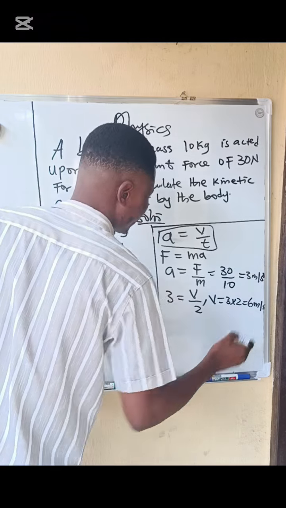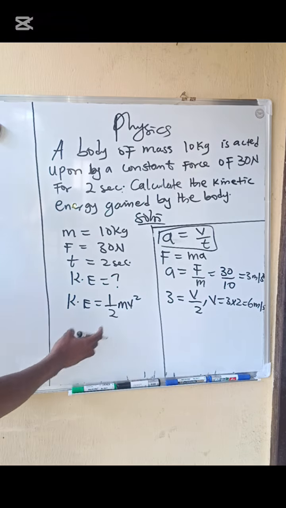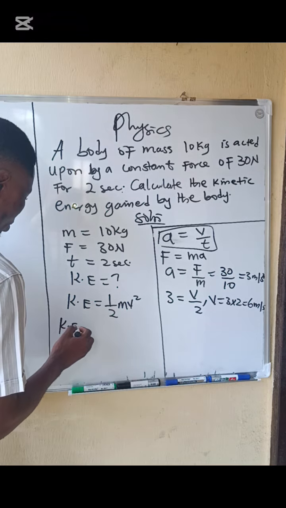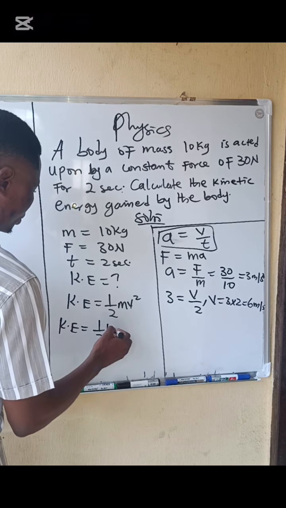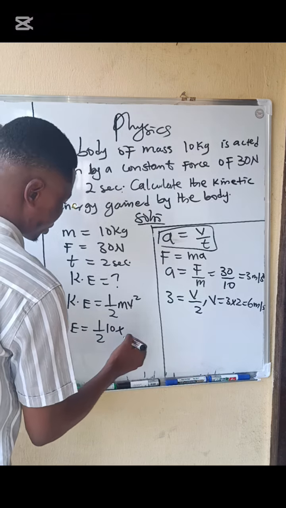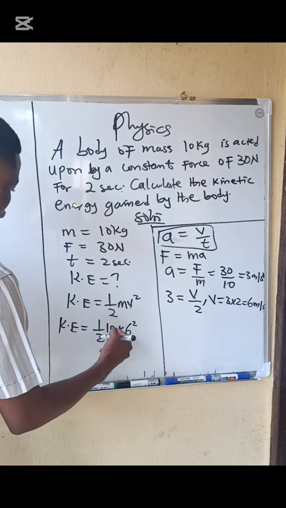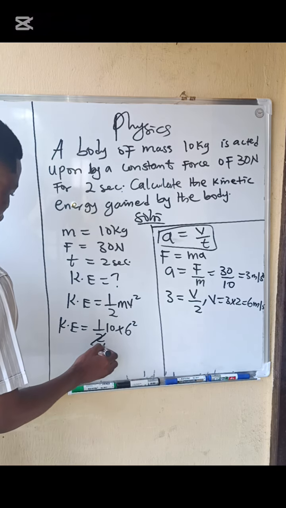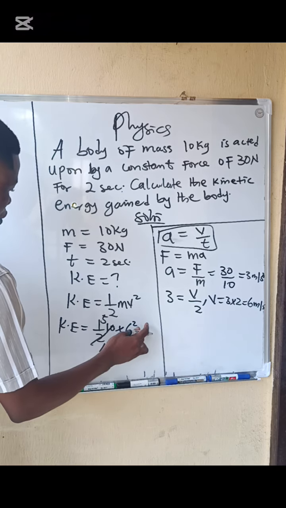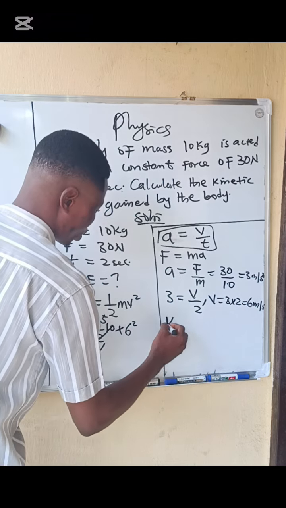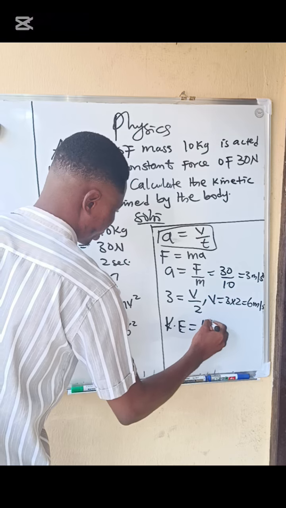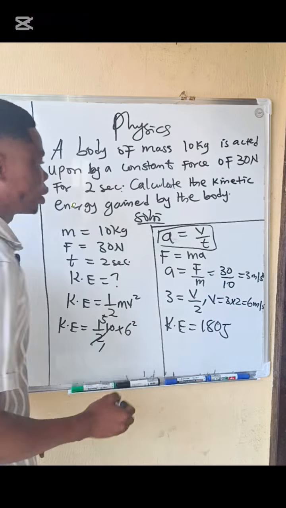Remember, this one was squared. So we now come to this formula, then substitute everything. m is 10 multiplied by v, which is now 6 squared. Remember, the 2 cancels here, leaving 5. 6 squared is 36. 36 times 5, that is 180. So your KE, kinetic energy, equals 180 joules. Very simple.